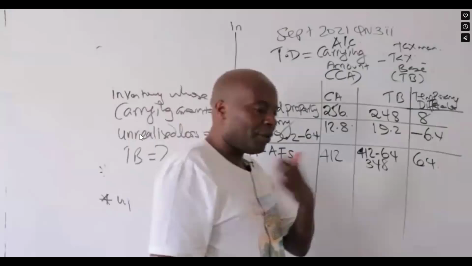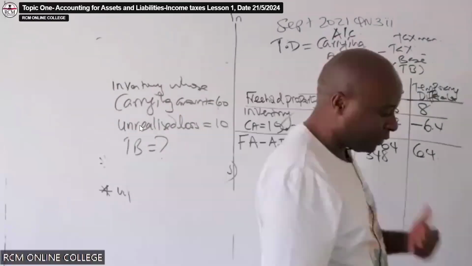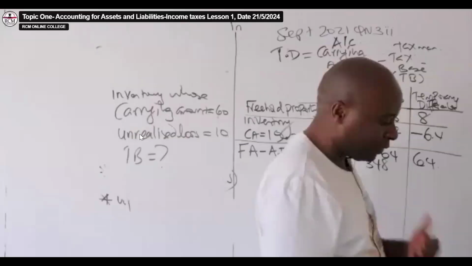Can somebody give me this answer? You kindly try that yourselves. The carrying amount, what the accountant has calculated here, is 60, and then we have an unrealized loss of 10. Give me the TB. Of course, it means automatically that out of this unrealized loss, the taxman will not give you any tax waiver this year, because it can only be given if it is realized. So to get the tax base, unrealized losses will be added back.